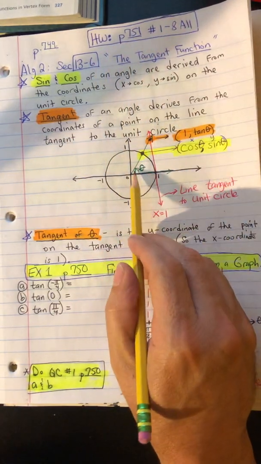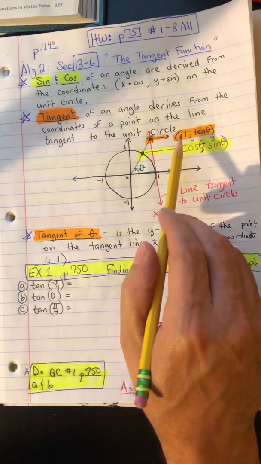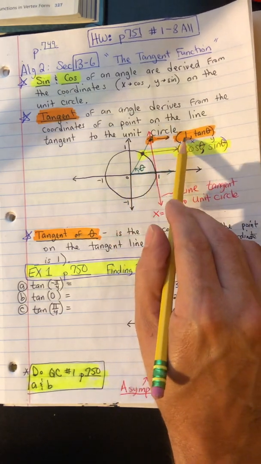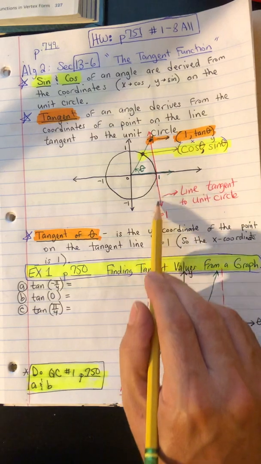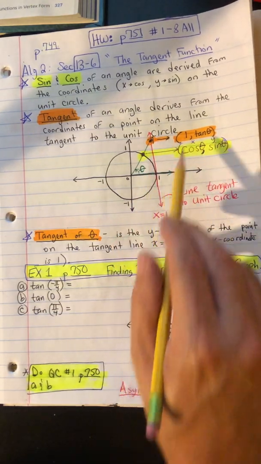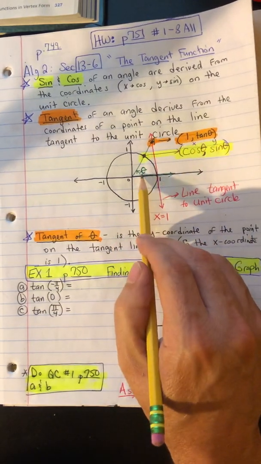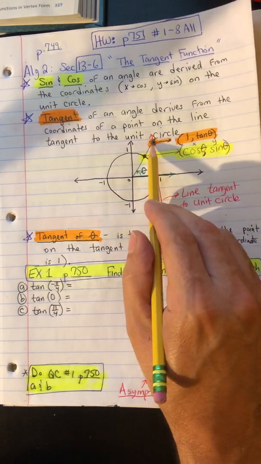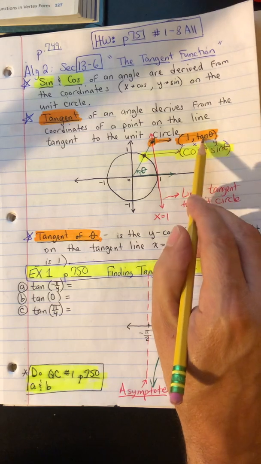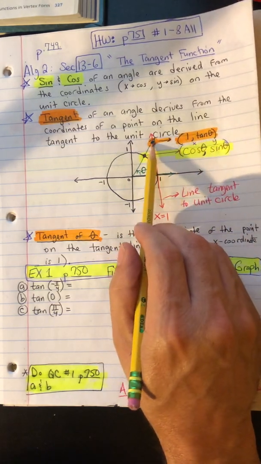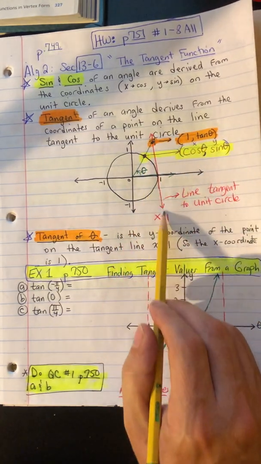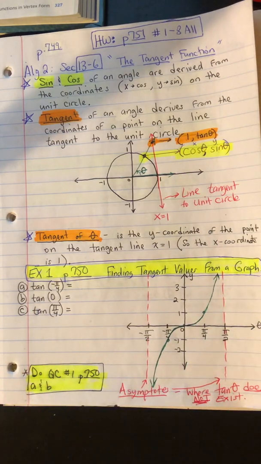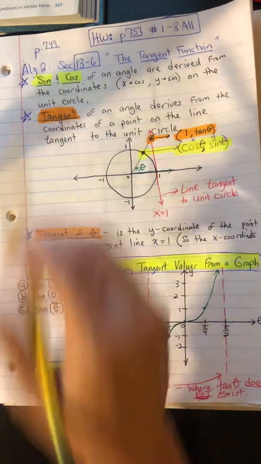So again, you can look at a unit circle. The x equals 1 is going to be the x coordinate of the points on this line. Any point on this line, x equals 1 is the x coordinate. And depending on how big the angle is, theta will tell you the y coordinate. So tangent of theta is the y coordinate of a point on the line tangent to the unit circle. They're not actually on the unit circle like sine and cosine are.